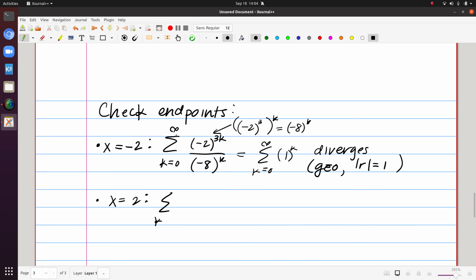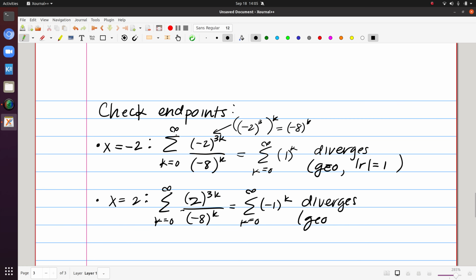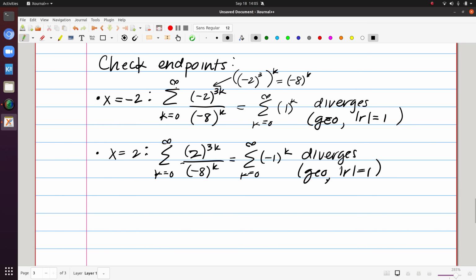If I look at the other endpoint, plugging in +2, that will become 8 to the k in the numerator. So when I simplify, that leaves me with -1 to the k. And again, one way to justify this is that we have a geometric series with the absolute value of r equal to 1, or again, using the test for divergence. But in either instance, what we're seeing is that the interval for this example does not include the endpoints. So I want to leave those as parentheses instead of the square brackets.